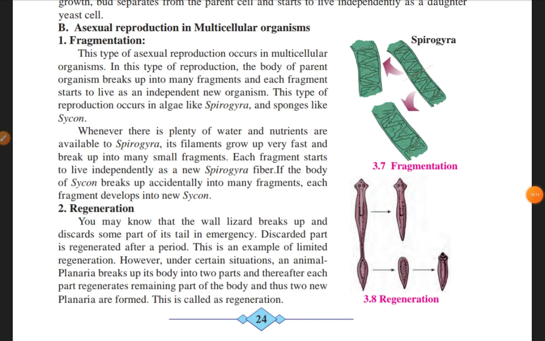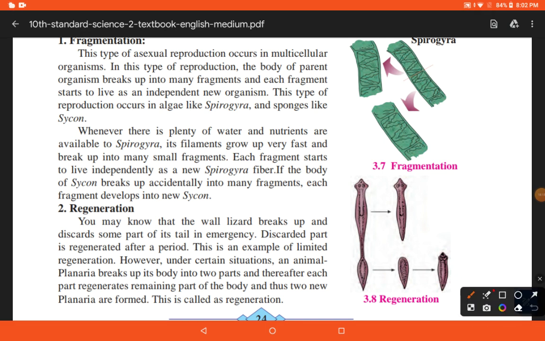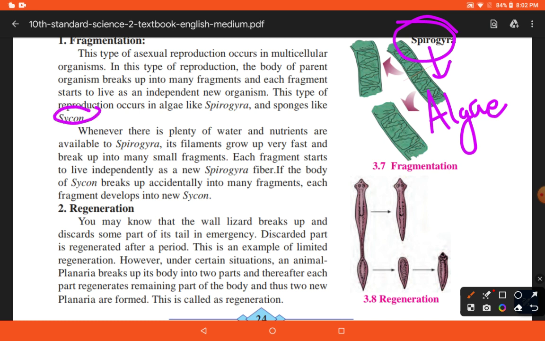Now we'll come to asexual reproduction in multicellular. Right now we were dealing with unicellular. Now we come to multicellular. So, telling you about fragmentation now. Spirogyra. Spirogyra is an algae. Now what happens in this case, basically, the body of that Spirogyra will divide into many fragments and spores. Spores called the akinete.